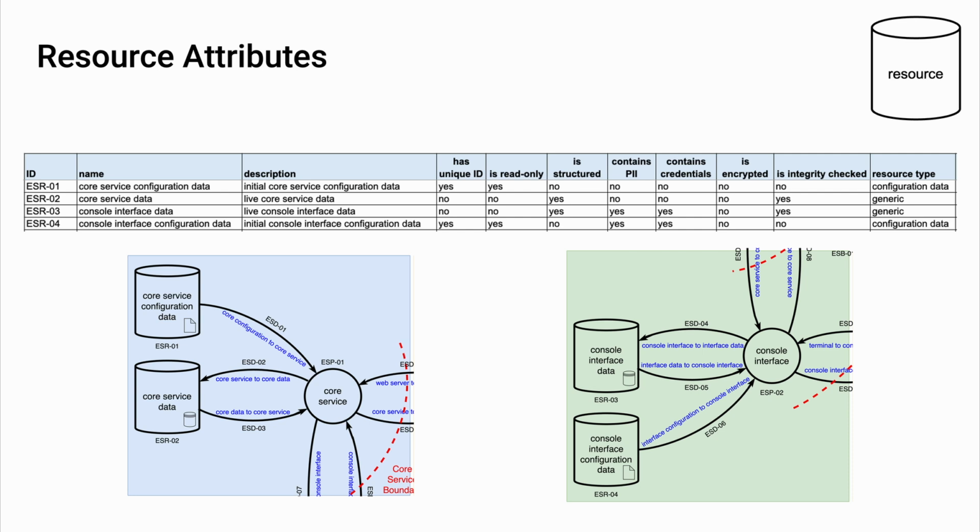In the case of our example, what we have is a set of 4 resources, 2 pair, 2 for core services, and 2 for console interface. One of each is a flat file that represents our configuration data. The other is a database, which is our live data.